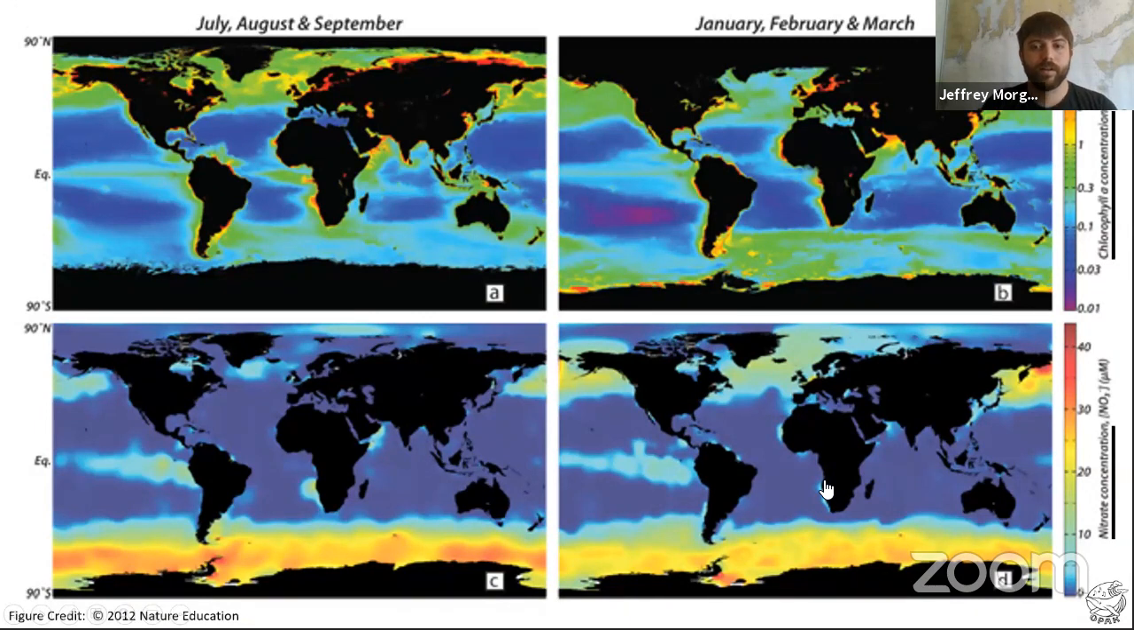This is just a little bit more of a simplified version of that. And you can see the difference between our summer months on the left and our winter months on the right. We have much higher levels of chlorophyll in the summer months, which again corresponds to more plankton. And you'll notice on the bottom here, we have nitrate concentrations, which are our nitrogen concentrations in the ocean. And these are a lot lower in the summer months because they're getting eaten up by our plankton.